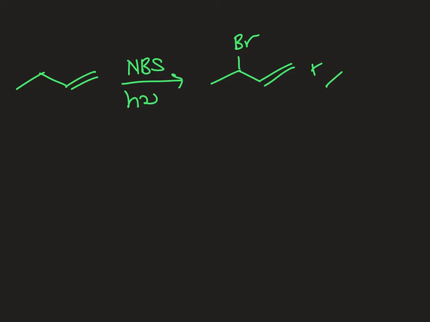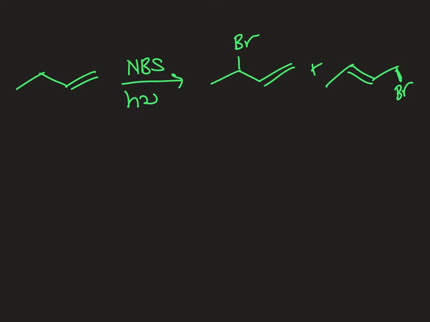So here's the alkene that I'm going to start with. I'm going to react it with NBS and light, and I'm going to add the bromine to the allylic position. Okay. We will find that we actually also get a second product from this. We will also produce this product. So by showing you the mechanism here, we will figure out why we get both products.